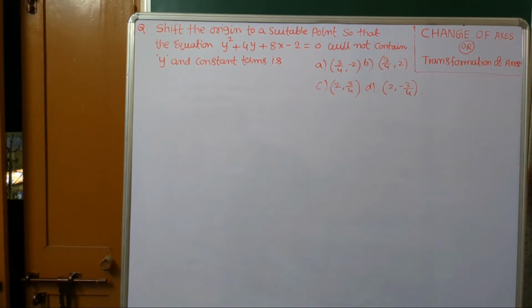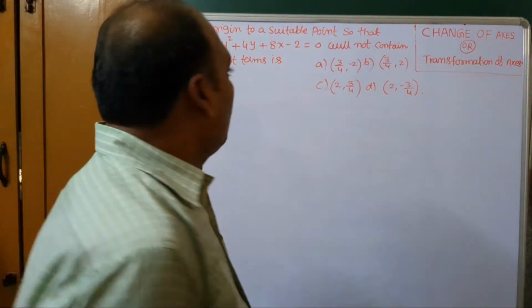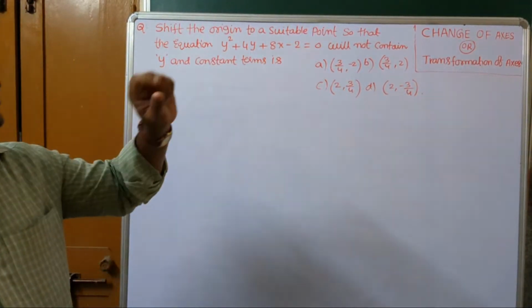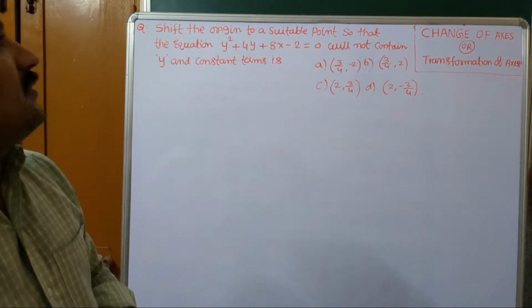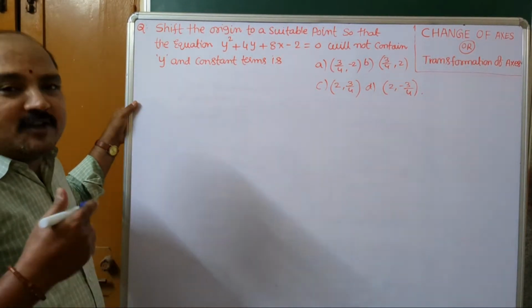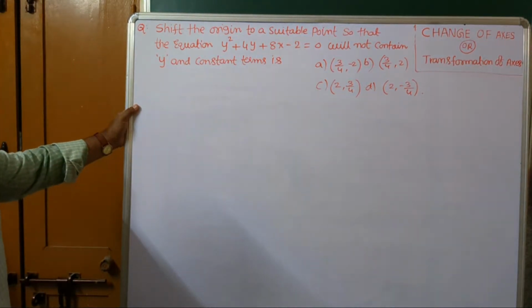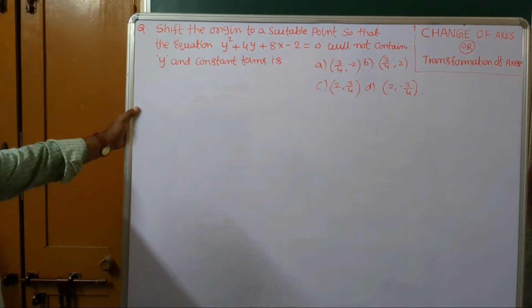So the question is, shift the origin to a suitable point. That means they are asking, what is the suitable point? That means they are asking for the shifted origin. So how to calculate the shifted origin? But here we cannot apply dou x by dou y like this, dear students.